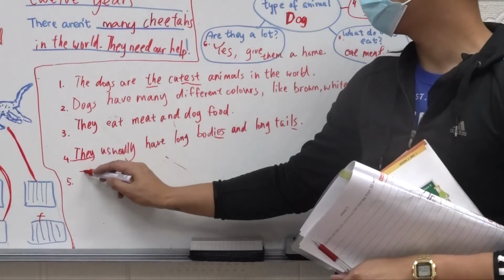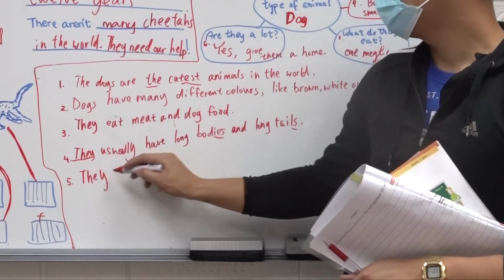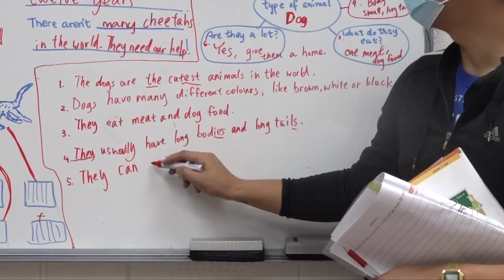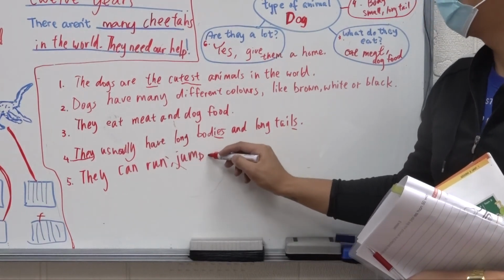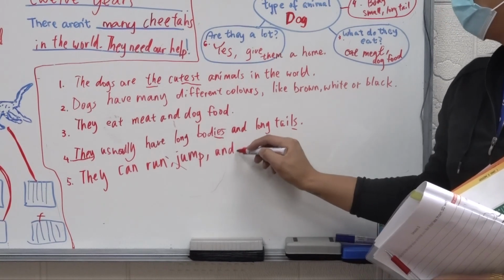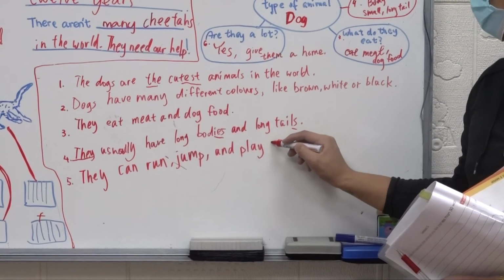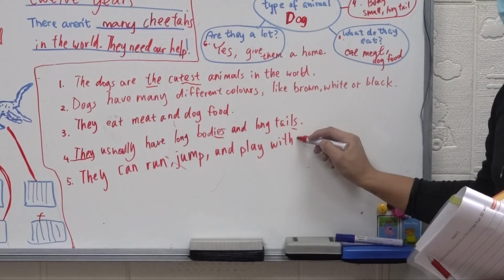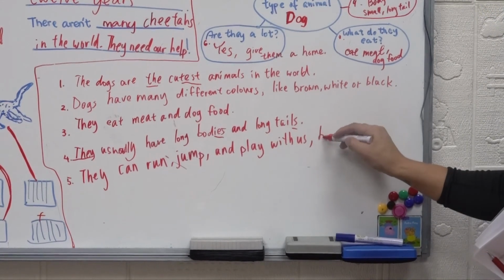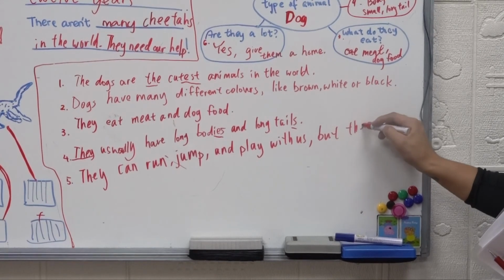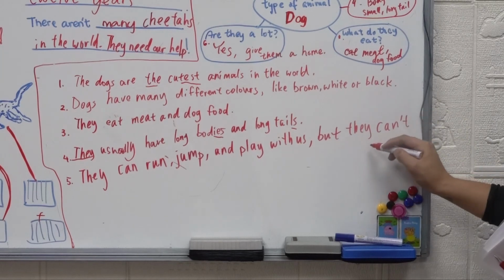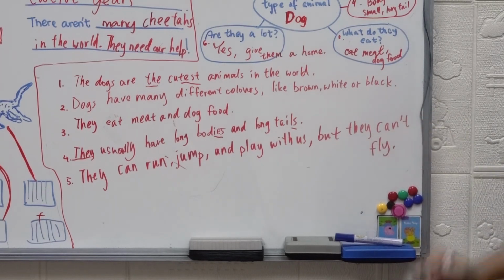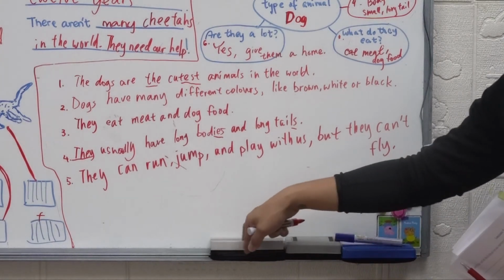And then number 5, what can they do, right? You can say they can run, jump, and play games or play with us, comma, but they can't fly, right? But they can't fly because they don't have wings. But birds can, right? And then lastly, right?